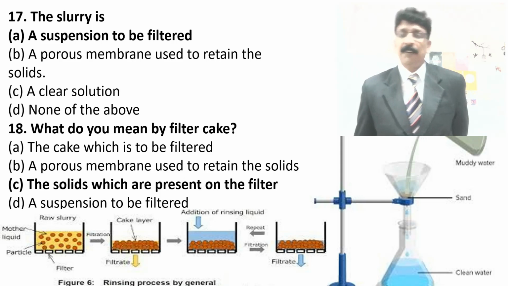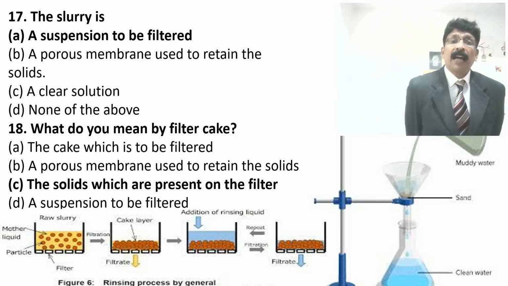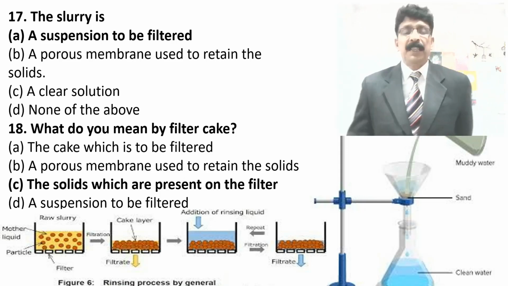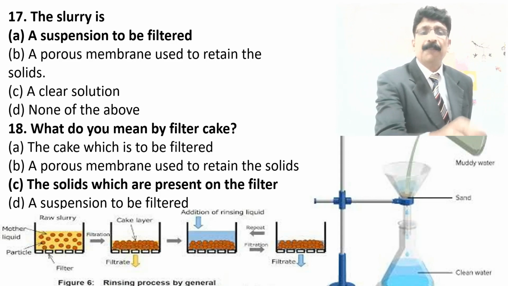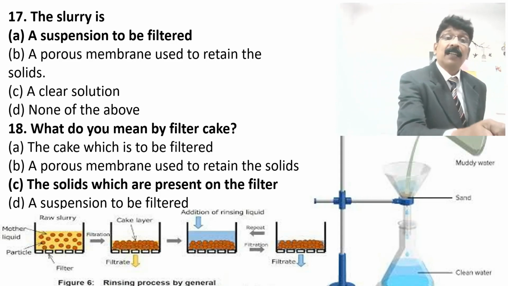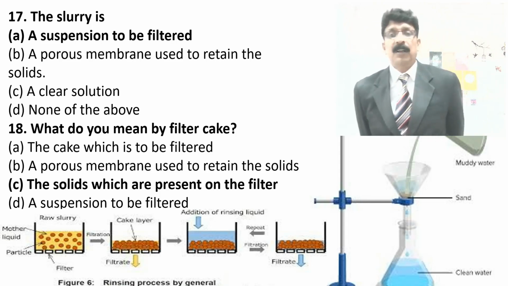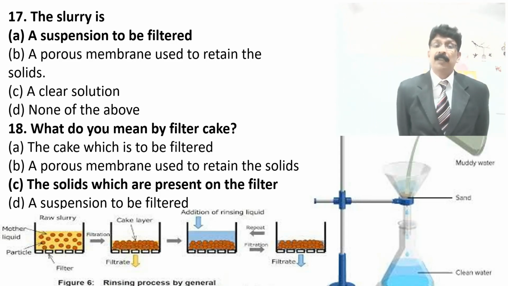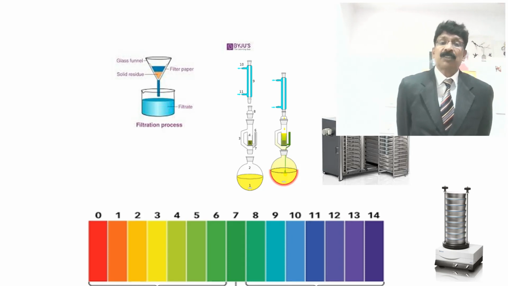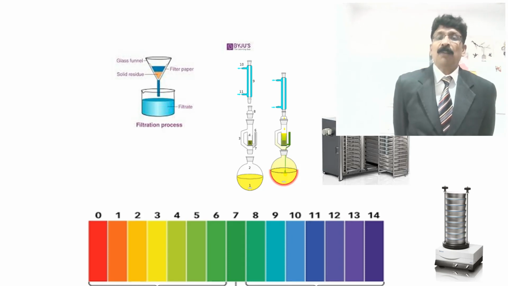They have given four choices. What do you mean by filter cake? You can see in the picture, filter cake comes from the slurry. It is the solids present on the filter paper or the filter medium, which form a very solid cake, and that is called the cake.